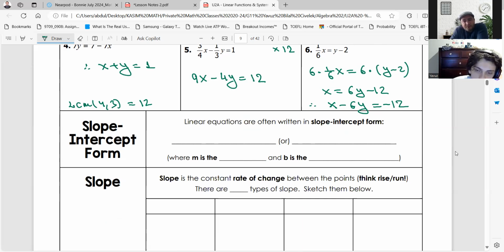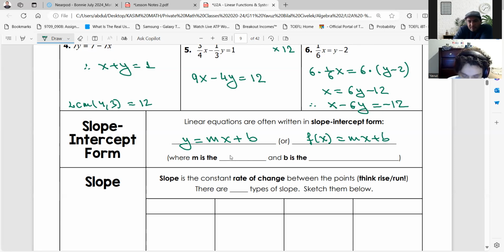Did you ever learn about slope-intercept form? Do you know what slope is? Yeah, I do. I think it's m equals x plus b. Slope-intercept form means that the equation has the slope and the intercept. That is y is equal to m times x plus b, right? Or I can also write f of x is equal to mx plus b. Where m is the slope, right? And how about b? b is the y-intercept.